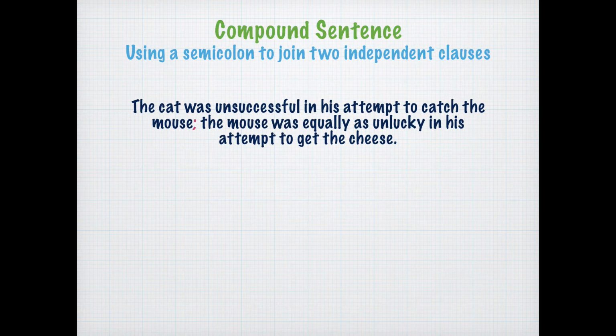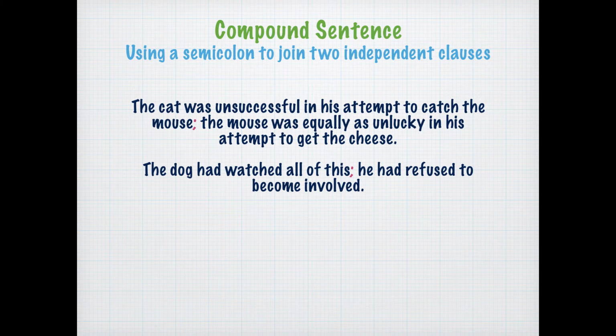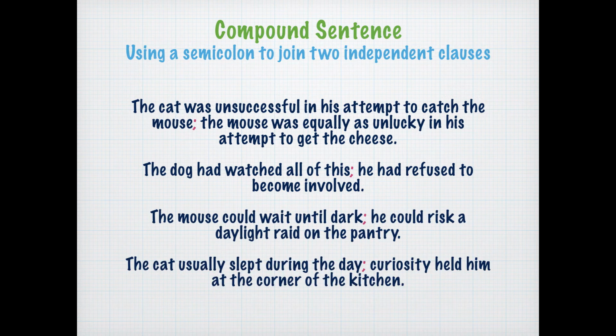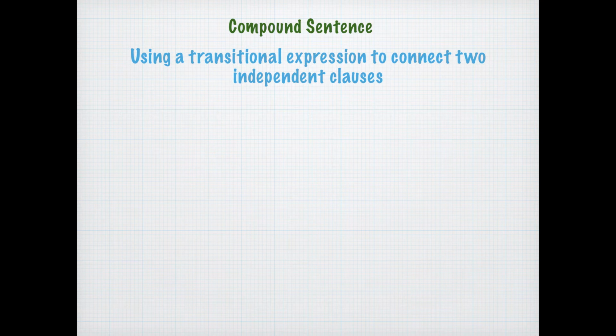Using a semicolon to join two independent clauses. The cat was unsuccessful in his attempt to catch the mouse. Semicolon, the mouse was equally as unlucky in his attempt to get the cheese. So I'm showing the same examples we looked at on the previous slide, except we're not using a coordinating conjunction. We're substituting them with a semicolon. All right, we're still talking about compound sentences.